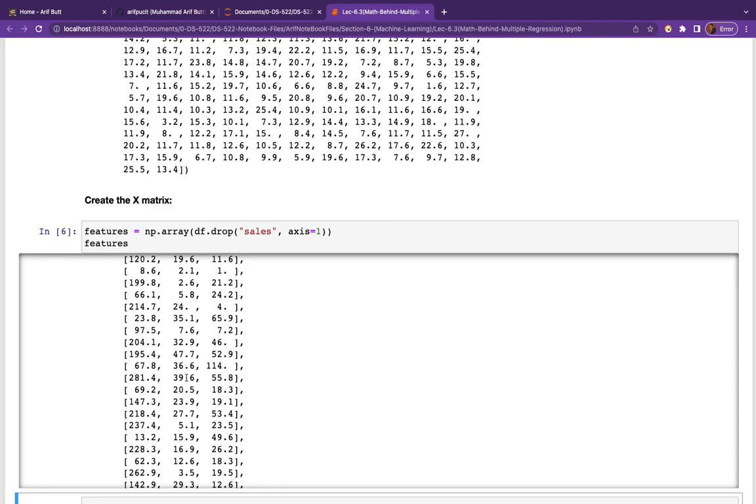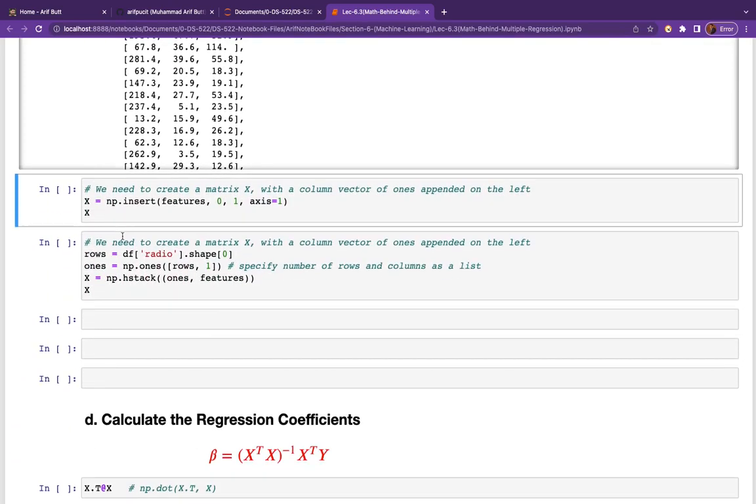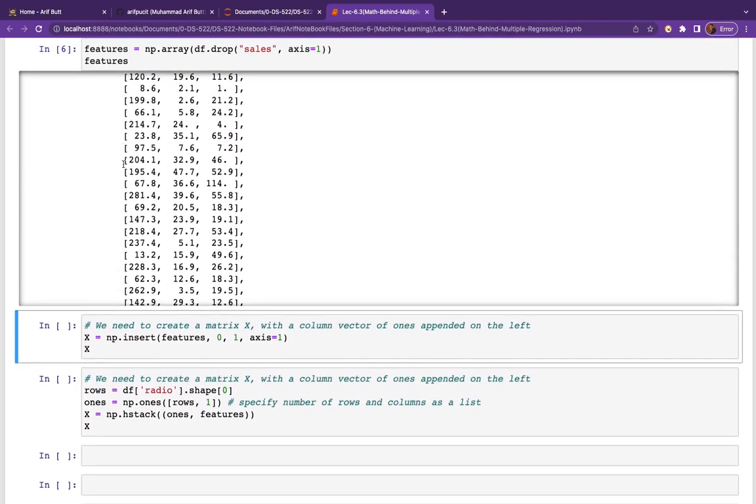So this seems to be great. Now just one more thing we need to do is add an additional column of ones in this feature matrix to create the actual X matrix of size 4 by 200. And this can be done by using the numpy insert method by passing it 4 arguments.